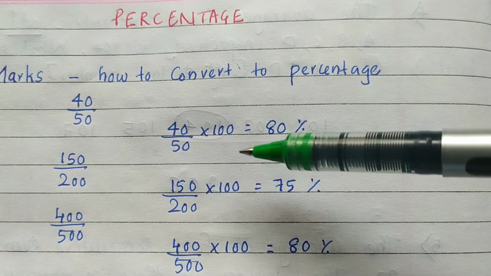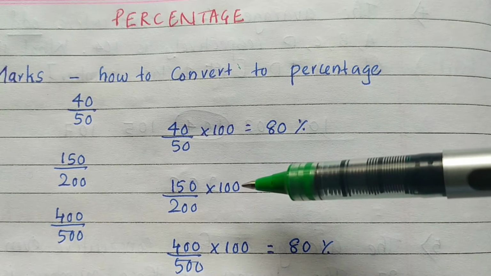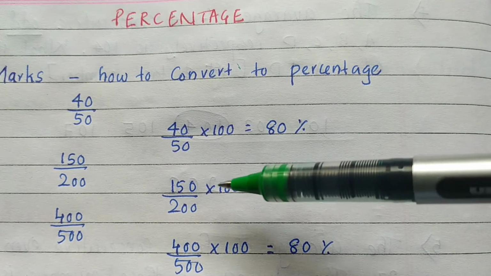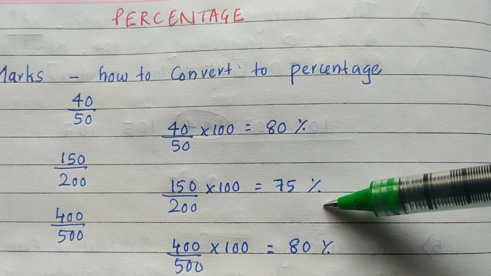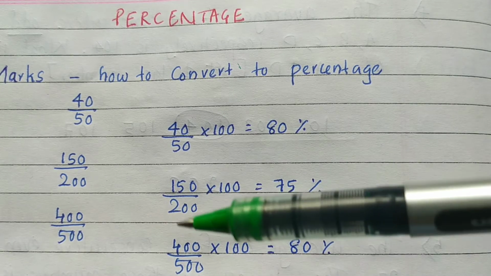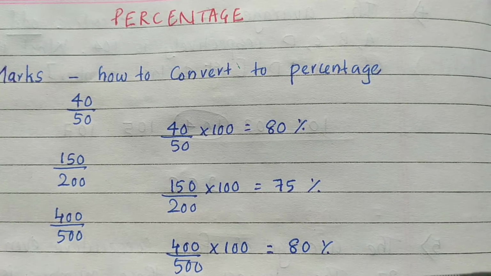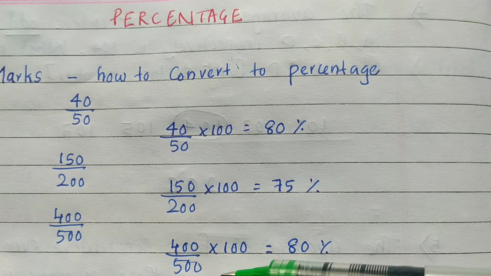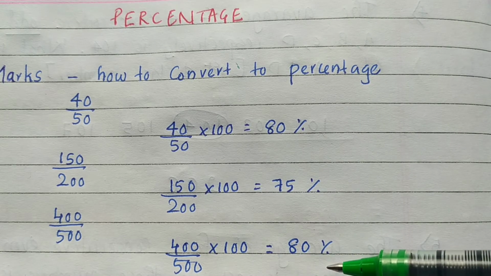If the student got 150 out of 200, how can we convert it into percentage? 150 by 200 into 100, which is equal to 75%. If the mark is out of 500 and the student got 400, then 400 by 500 into 100 is equal to 80%.